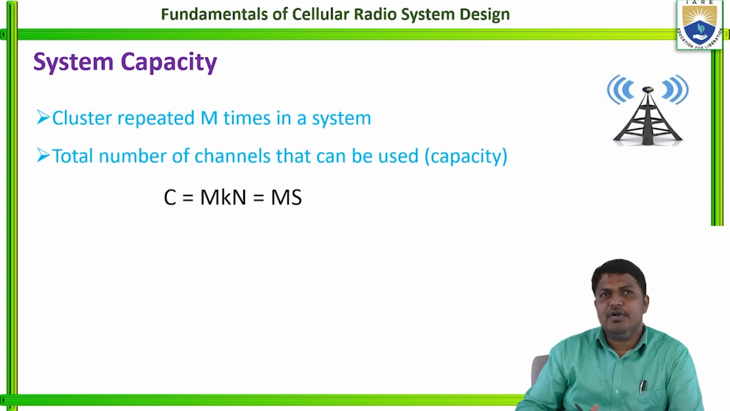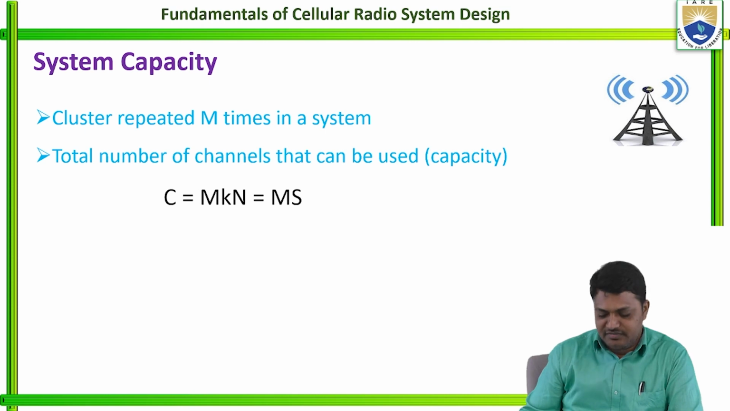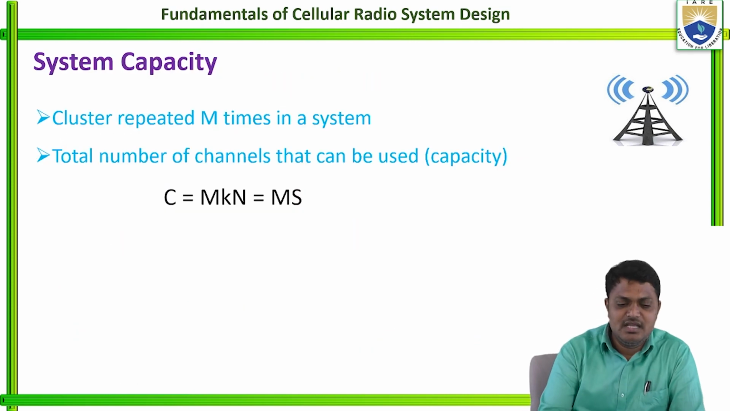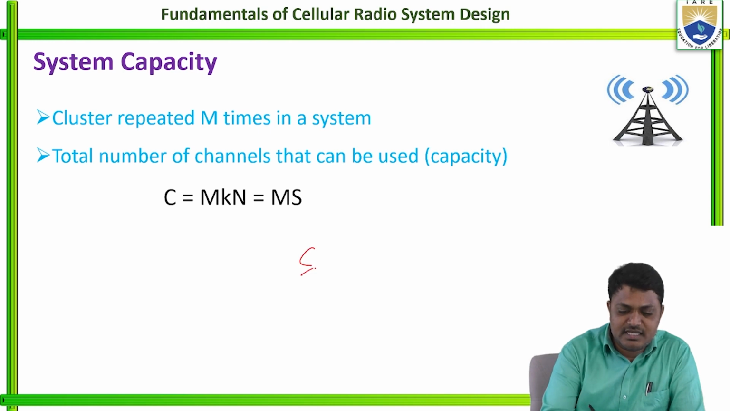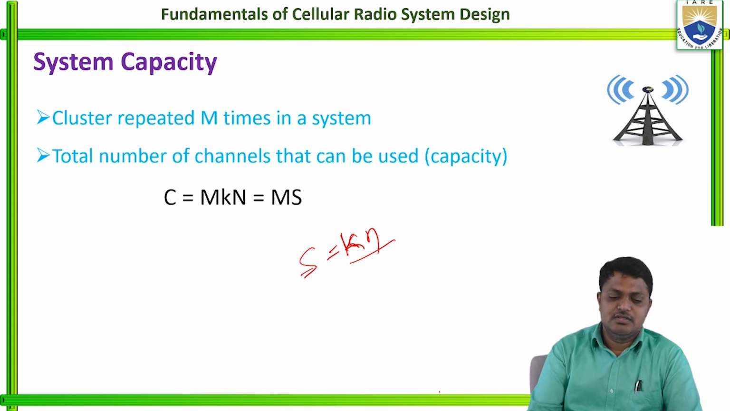Next, how can we calculate the system capacity? When we design a system, how do we calculate the capacity of that system? Here S = K × N, where K is the group of channels and N is the number of cells in the cluster. That is the system capacity.